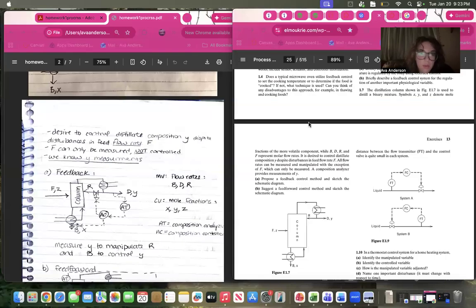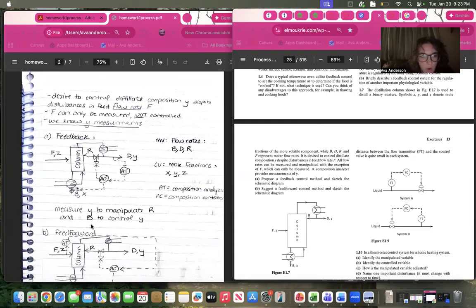Okay, I understood three the most. It's a distillation column, and we're trying to control the distillate composition Y despite disturbances in the feed flow rate, which is F. F can only be measured, not controlled, and we know Y's measurements. So for the first, doing feedback, we're going to measure Y to manipulate R and B in order to control Y. Manipulated variables are the flow rates, and the controlled variables are the mole fractions.